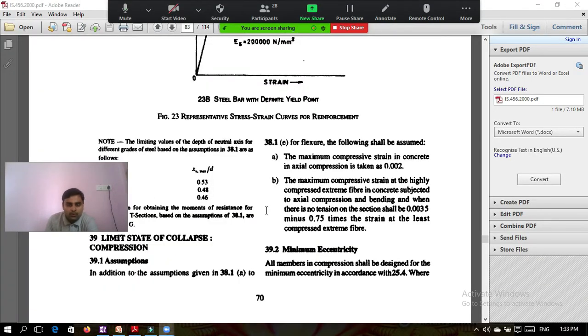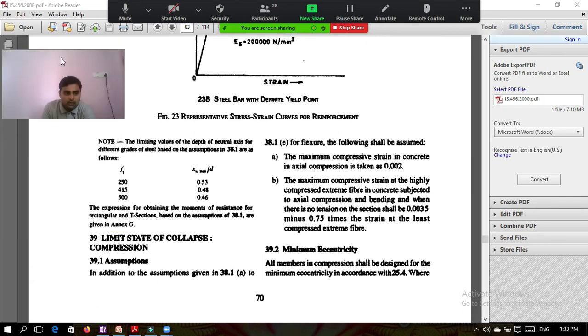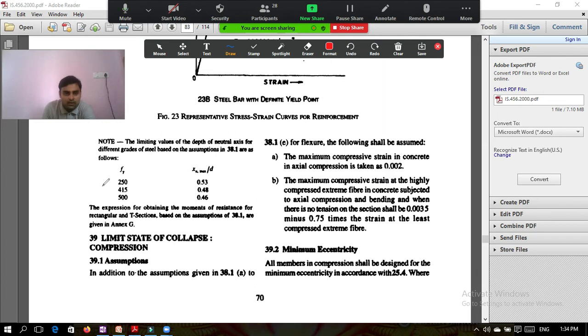See here now. These values are given. This is the grade of steel, and this is the XU max by D ratio. For Fe 250, the ratio is 0.53. So if I write XU max upon D over here, this value is given as 0.53.